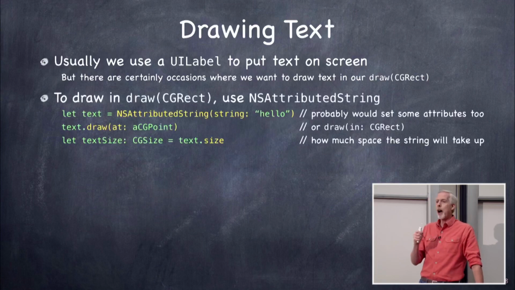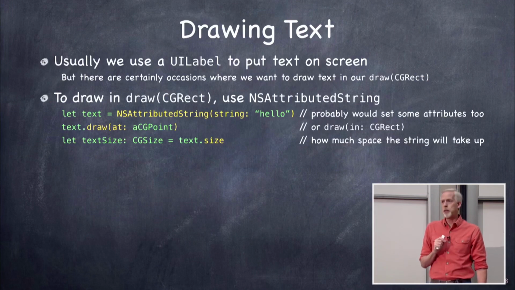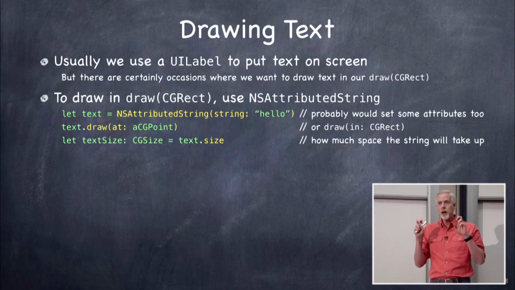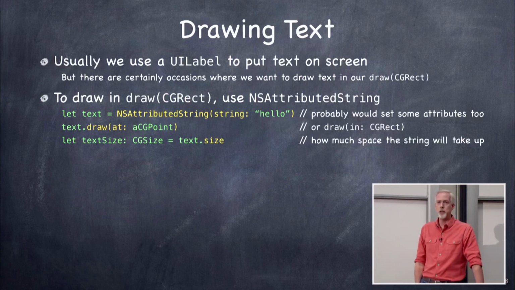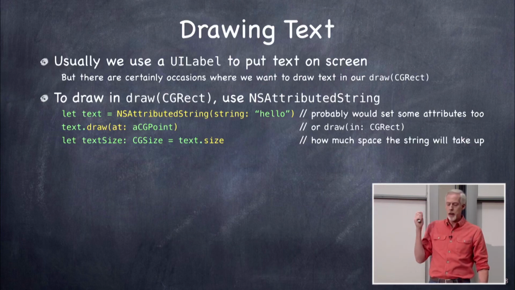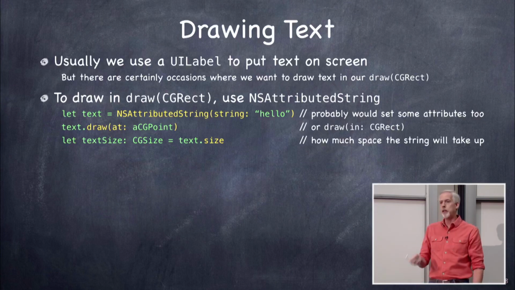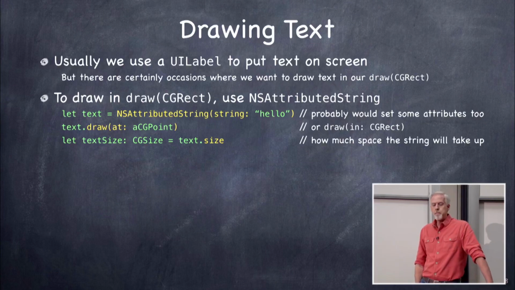But I will talk to you now about how to draw in your drawRect, and you use an attributed string. You just create an attributed string, and you send it the message draw. And it will draw at the point you say in your current context. So drawing text could not be easier. You already know how to do an attributed string. So you just create an attributed string. Here, my attributed string doesn't have any attributes for slide space reasons, but you put your attributes on it, and then do draw at. You can also do draw in, and it'll draw it in the upper left corner of the rectangle. And then you can also get the size of the text by just asking the attributed string what width and height are necessary to fit it. So it's super easy to draw text in your drawRect. You just use an attributed string.